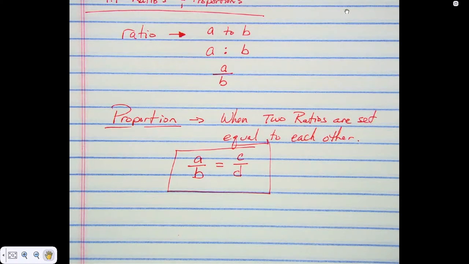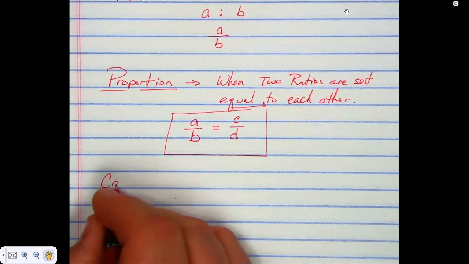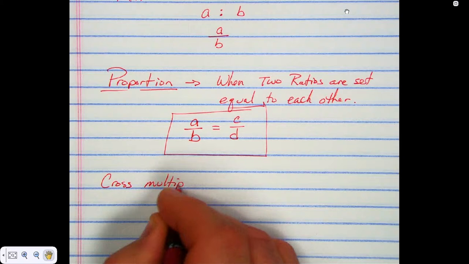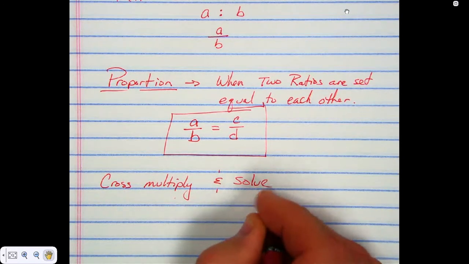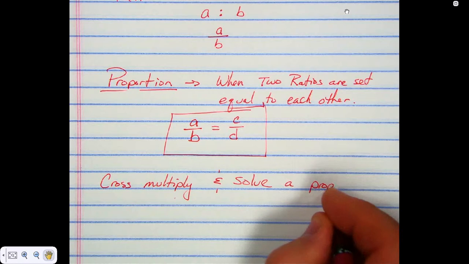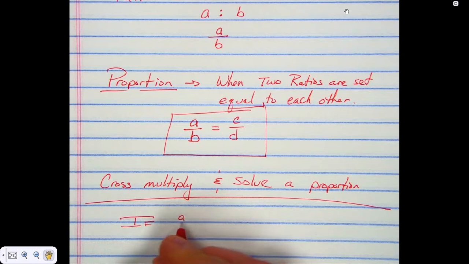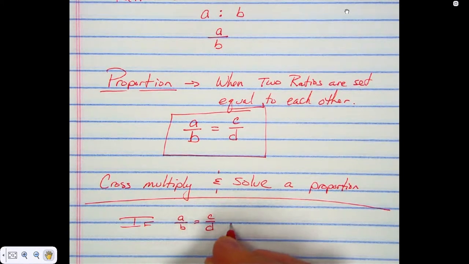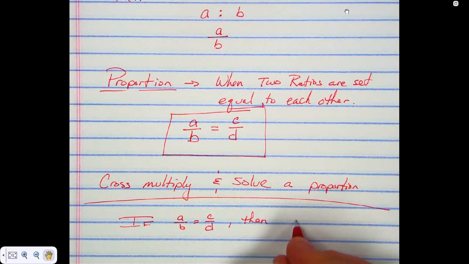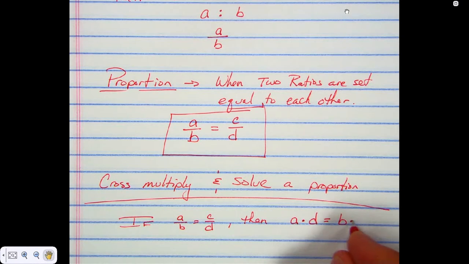What we're basically talking about in this section is reminding you how to cross multiply and solve a proportion. If A over B is equal to C over D, then what can I say? A times D is equal to B times C.